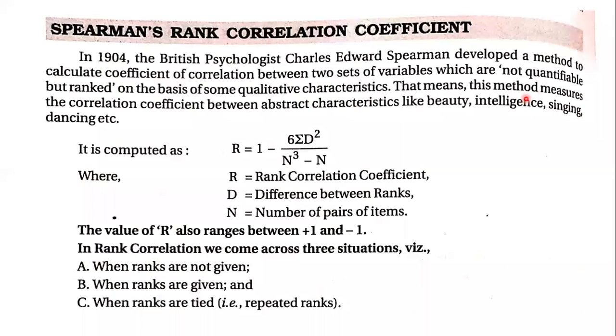That means this method measures the correlation coefficient between abstract characteristics like beauty, intelligence, singing, dancing, etc. Like the Miss India contest, Miss Universe contest. Now, how do they judge people there? Based on beauty, they have a lot of criteria, right? Like beauty, how intelligent they are along with the beauty? They should have some talent. They should know certain information about their country, about the world, and all that. So such abstract characteristics are considered here, and they are ranked, and the correlation coefficient is calculated.